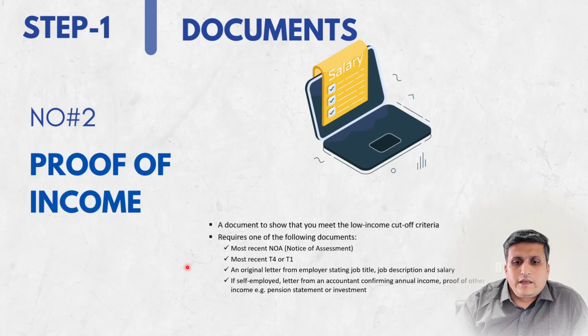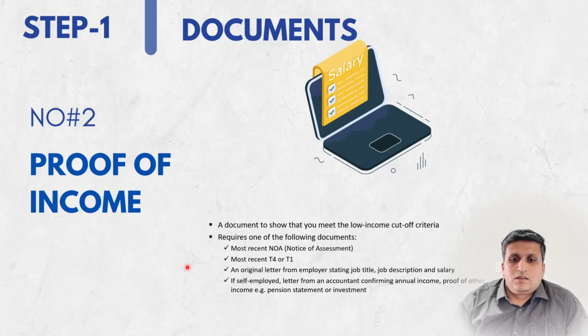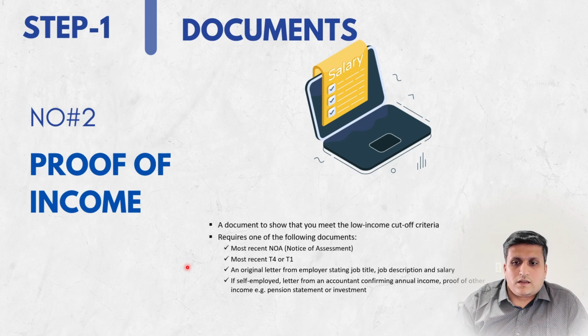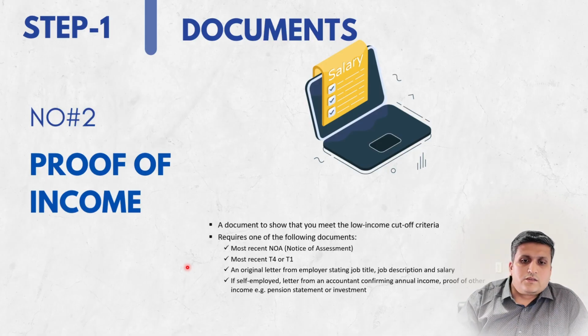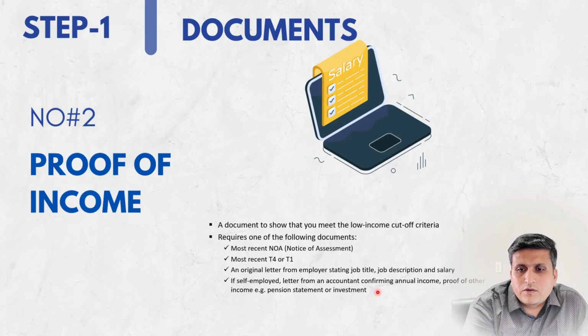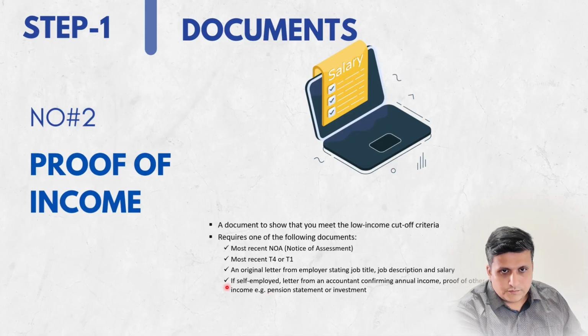in that case you can get an original letter on the employer's letterhead, stating your job title, job description and salary. This will show that you are meeting the low income cutoff criteria. In case you are self-employed, you can get a letter from an accountant confirming your annual income, with proof of other income, if you have any pension income or investments, based on your situation. So this applies if you are a self-employed person.